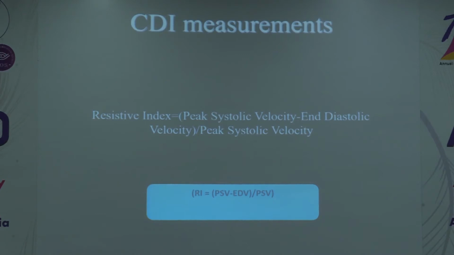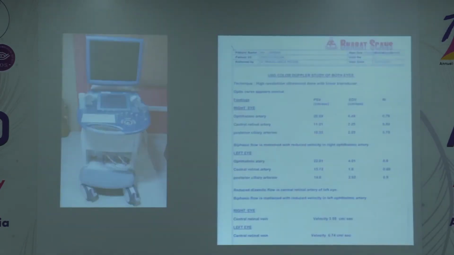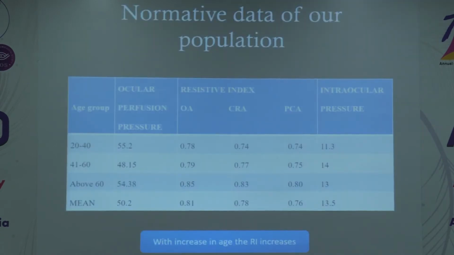Once the velocities are calculated, the machine gives us the resistive index. This is the color Doppler machine, and this is the reporting from the machine. We get the peak systolic velocity and end diastolic velocity. We did a small sample to determine the normative data from our population, and we found that there was an increase in resistive index with age.